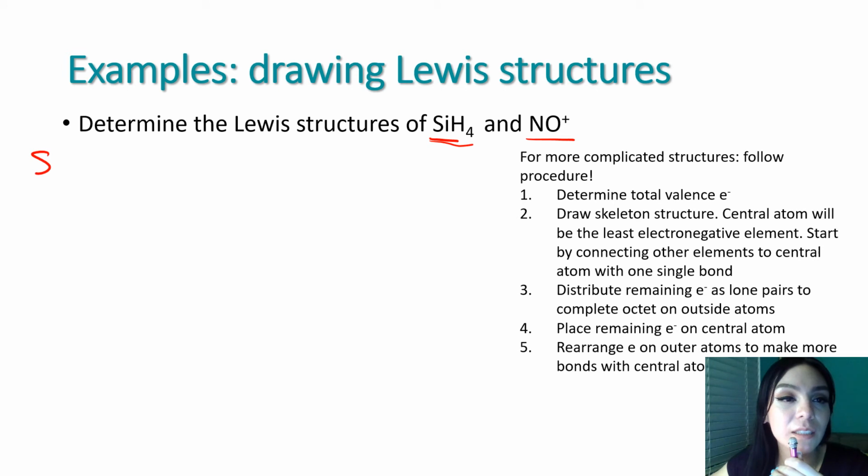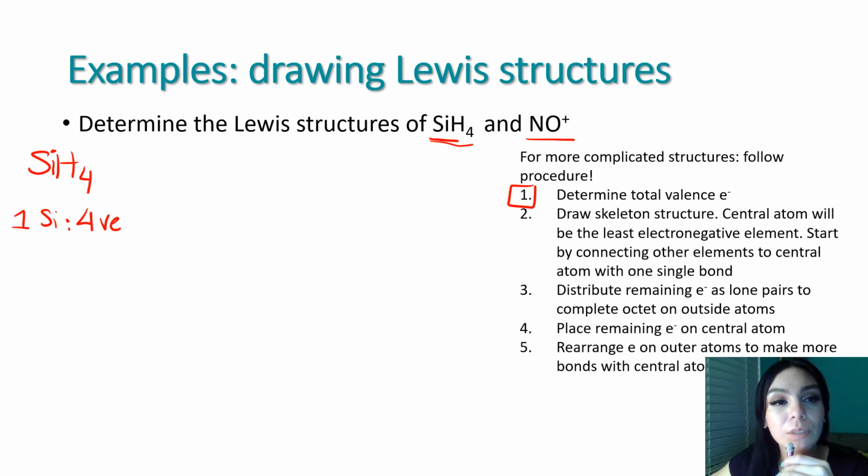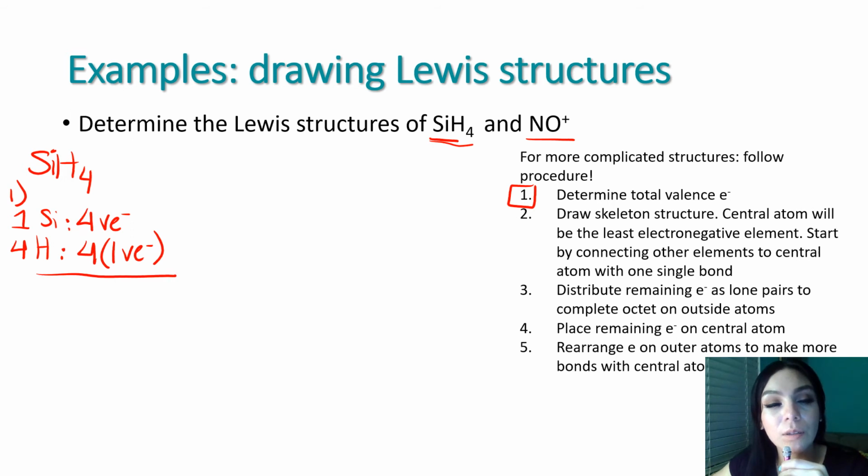So we have SiH4. First step, determine your total valence electrons. Silicon is in carbon's group, which has 4 valence electrons. So 1 silicon, 4 valence electrons. So we're doing step number 1. We're totaling the valence electrons. We have 4 hydrogens. Each hydrogen has 1 valence electron. So we have a total of 4 from the hydrogens, plus those 4 from silicon, that's 8 valence electrons. Okay, next. Draw your skeleton structure.